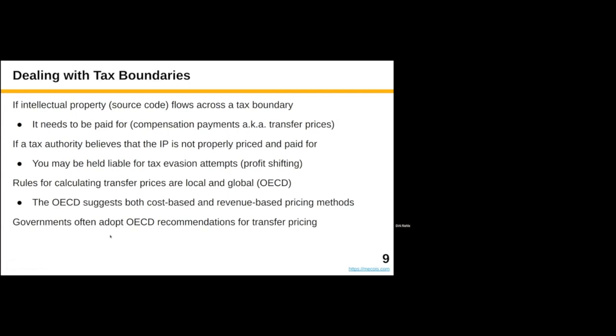It's either cost-based, meaning the transfer prices of the source code that flows across a tax boundary are purely based on the costs of creating it, but it can also be revenue-based, meaning the recipient of the source code, what do they make of it, and the profits or the revenues that accrue from it may have to be shared with those who did the original development of some of this in another country.